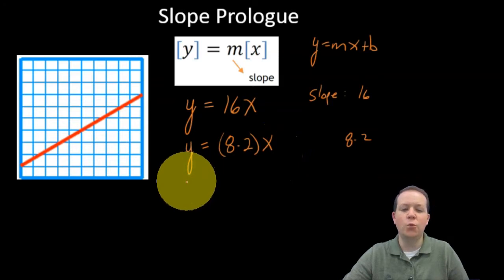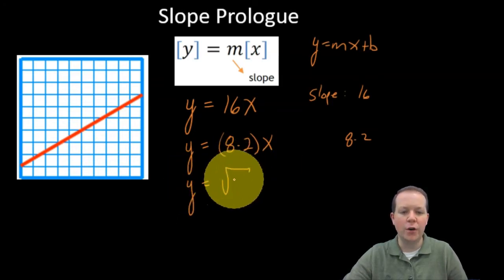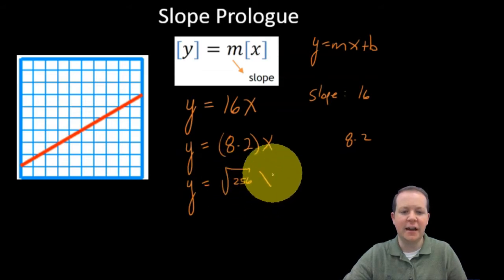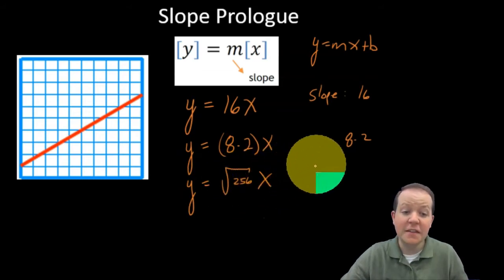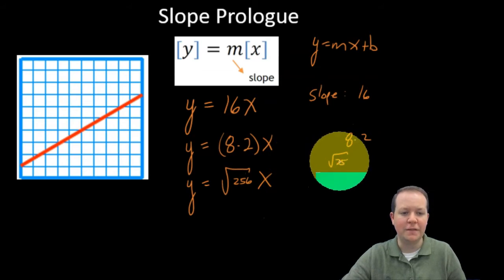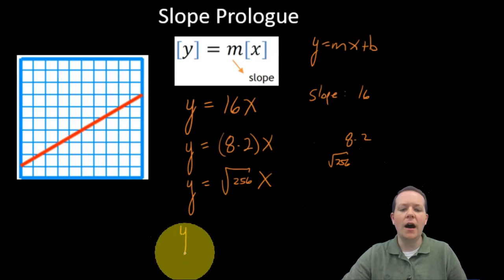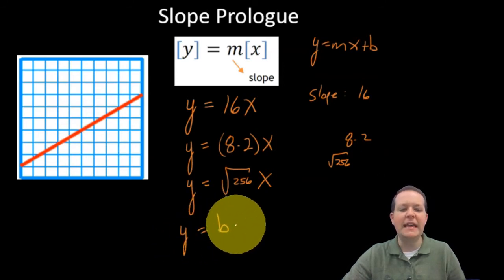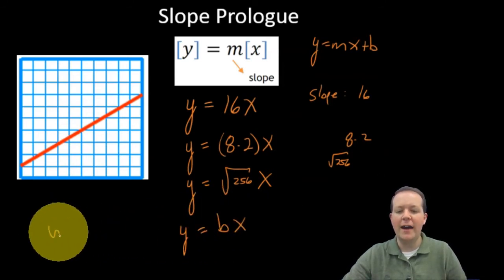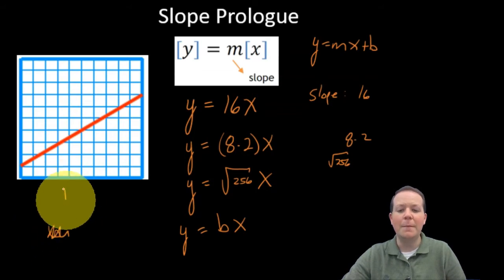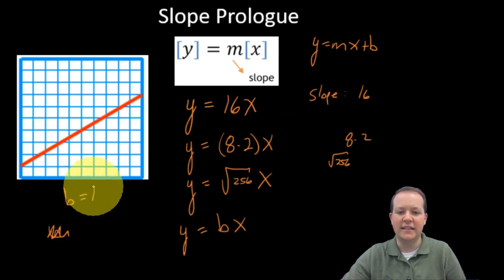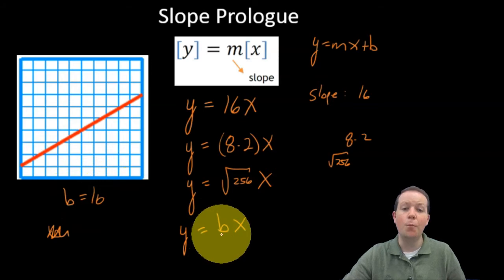What if now I ask, what is the graph if I have y is equal to the square root of 256 times x? It's again the same thing. The slope is root 256. That is 16. Or what if I did this? y is equal to b times x, where b is not a variable. b is just a number. b is equal to 16. Well, that works too. The slope is b.